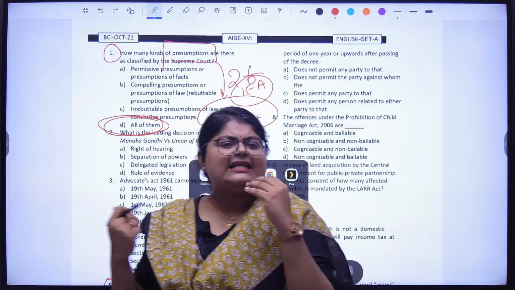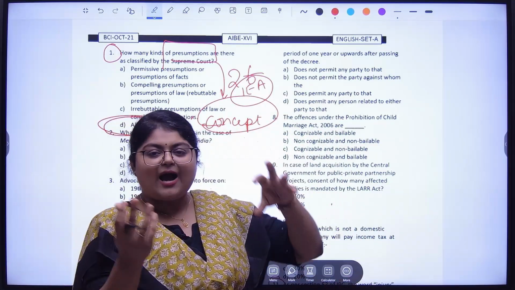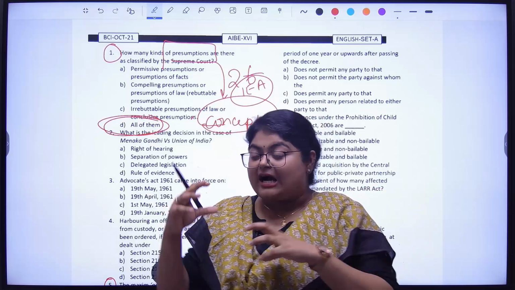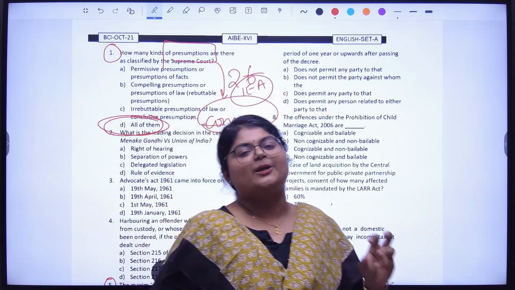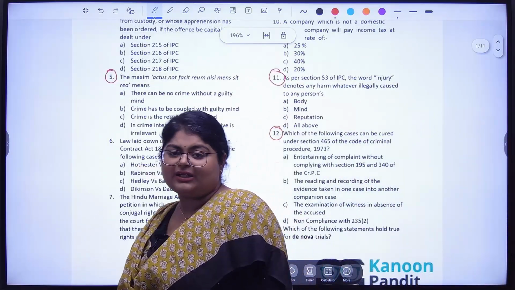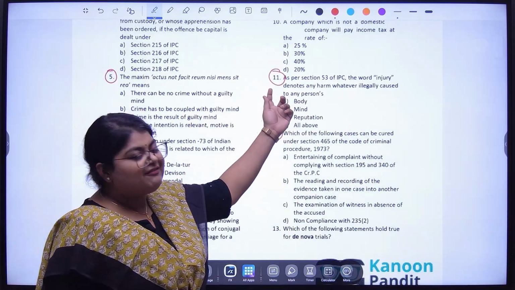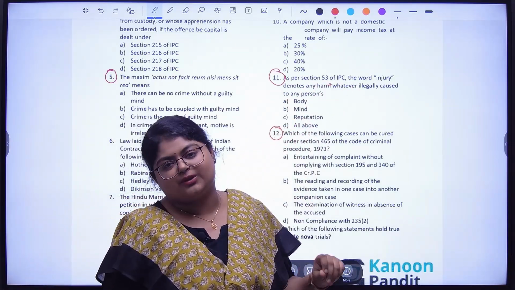In the remaining cases, what has happened? Jumbling has happened. You know now how sometimes books get jumbled. In the house, all the things get jumbled. Like that, the law has been jumbled. I'll give you another example. Let us take, for example, question 11 in the same paper, where they're talking about definition of injury.